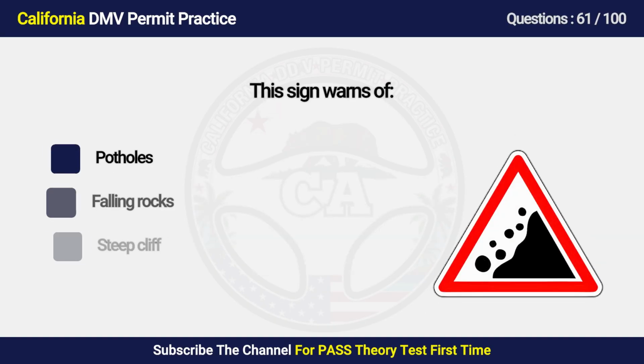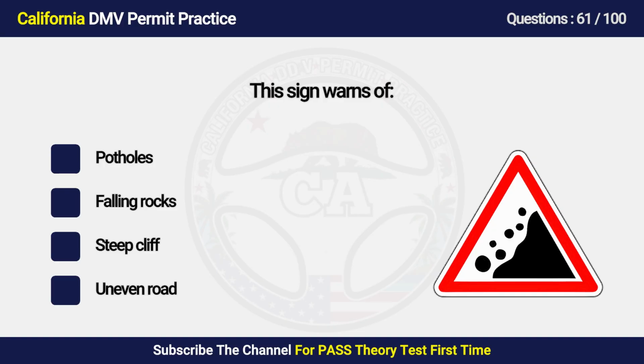Question 61. This sign warns of A. B. Falling rocks. C. Steep cliff. D. Uneven road.